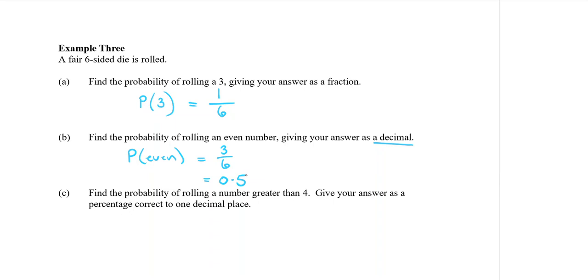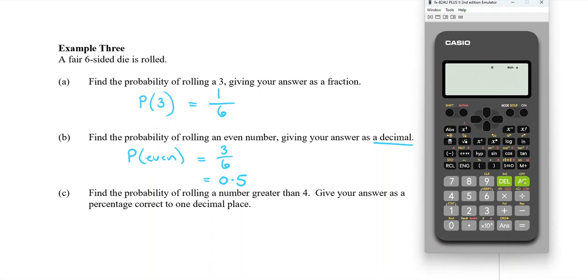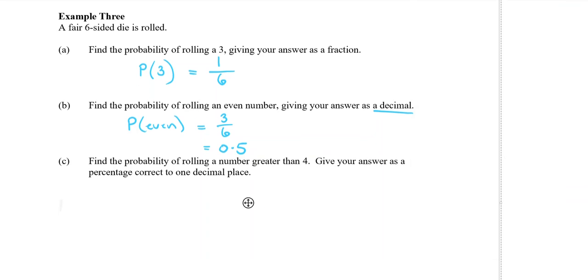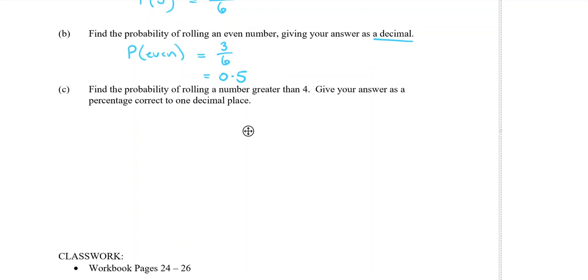For harder ones, you just need to put them into your calculator as a fraction. So here's a calculator here. So I could type in 3 over 6, and it would even simplify my fraction down if I wanted it to do that. On your calculators, to make them go to a decimal, you can go through your format button, or you can just press Shift Execute, and it will change it into a decimal. Okay. Part C. Find the probability of rolling a number greater than 4.